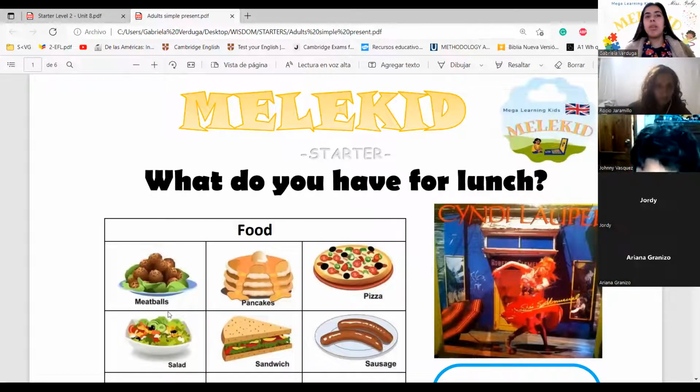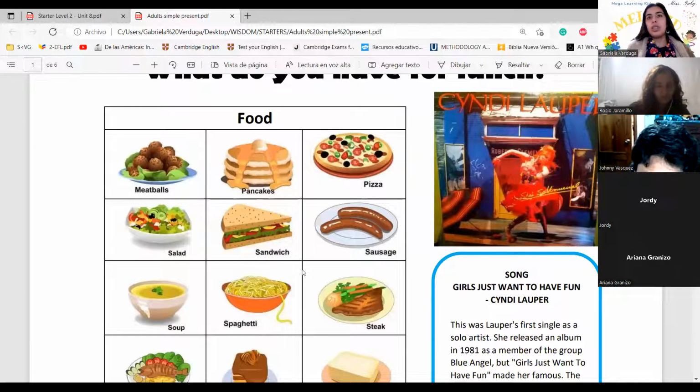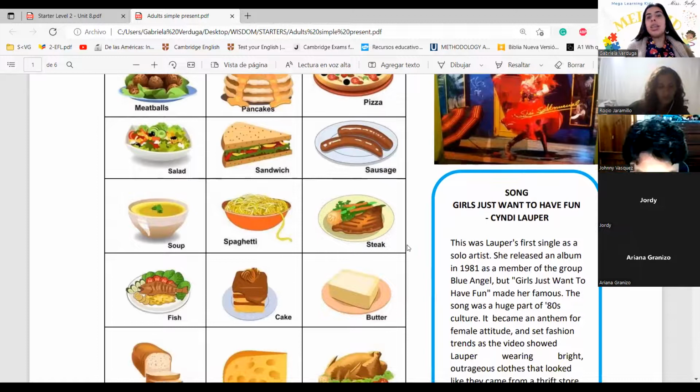Yes, meatballs. Pancakes. Pizza. Salad. Sandwich. Sausage. Soup. Yes, if you say soup or soup, it means jabón. You have to say soup. Yes, soup. Yeah. Spaghetti. Remember the double T or one T sounds like R when it is in the middle of two vowels. Steak. Yes. Steak se refiere al filete de res. Yes, solo es. That is steak.